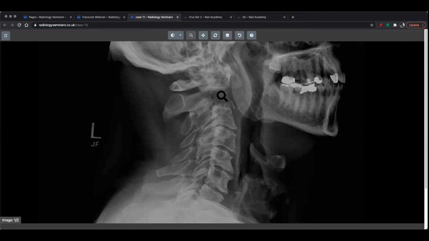But there are ancillary findings that will help you see that there's something not quite right here. And it really is that soft tissue swelling that's anterior to the C2 vertebra that should get alarm bells ringing that the C2 vertebra doesn't look quite right. What on earth is going on?